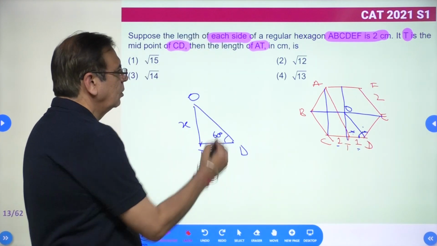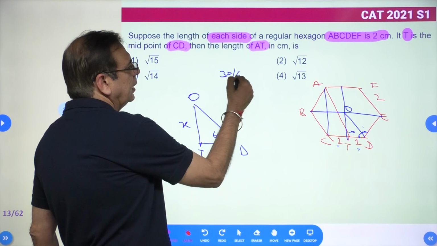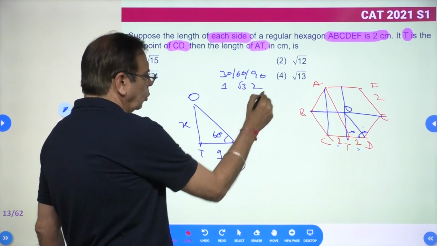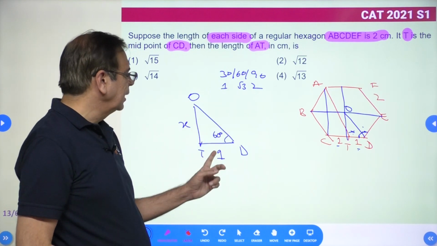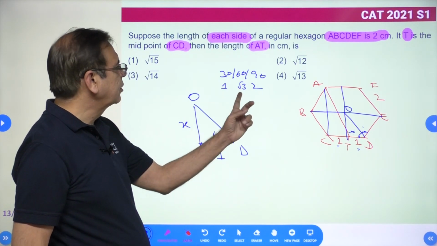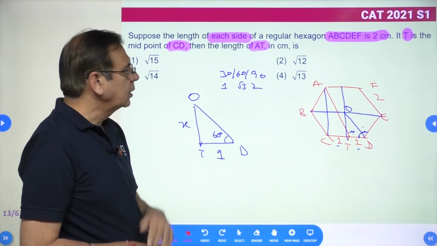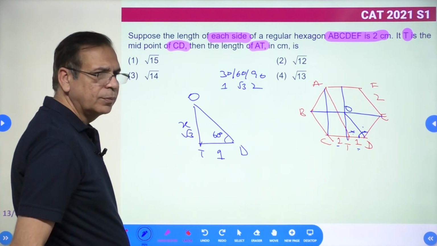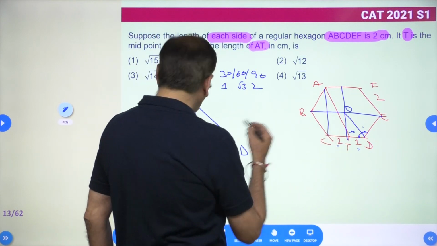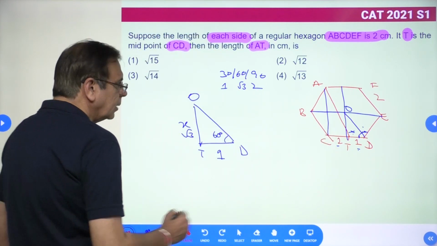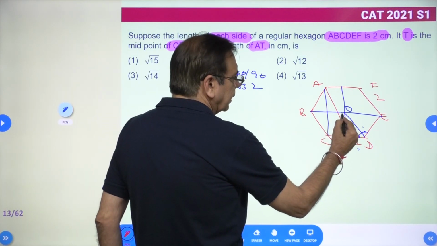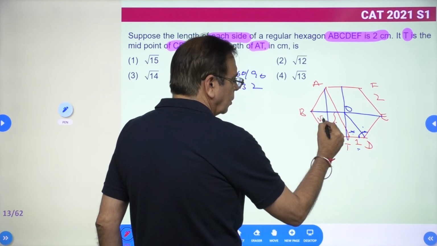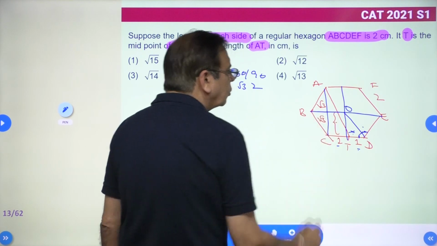Now, what is the ratio of sides of a 30, 60, 90 right triangle? 1 is to root 3 is to 2. The side opposite 30 degrees, if it is 1, the side opposite 60 will be root 3 and the side opposite 90 degrees will be 2. So x has to be root 3. What does that mean? That means this bit is equal to root 3. So this will also be root 3.